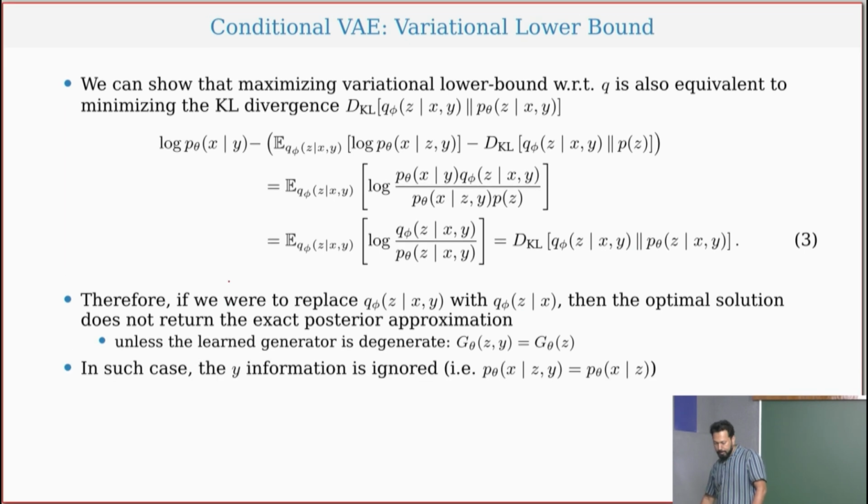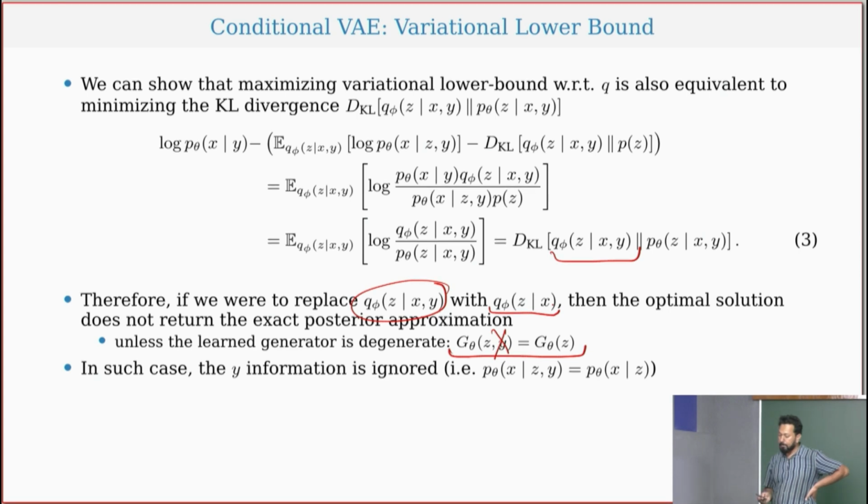In the conditional case, obviously we don't want this y to go away, because if y goes away, then your generator becomes degenerate. By degenerate, it means that it will start neglecting the class level itself, which is not what you want. So what this is trying to say is that we cannot really replace Q phi Z given x y with the usual one that we had before, which was Q phi Z given x. That would mean there is no dependence on y, and the generator will produce an arbitrary image independent of class level.